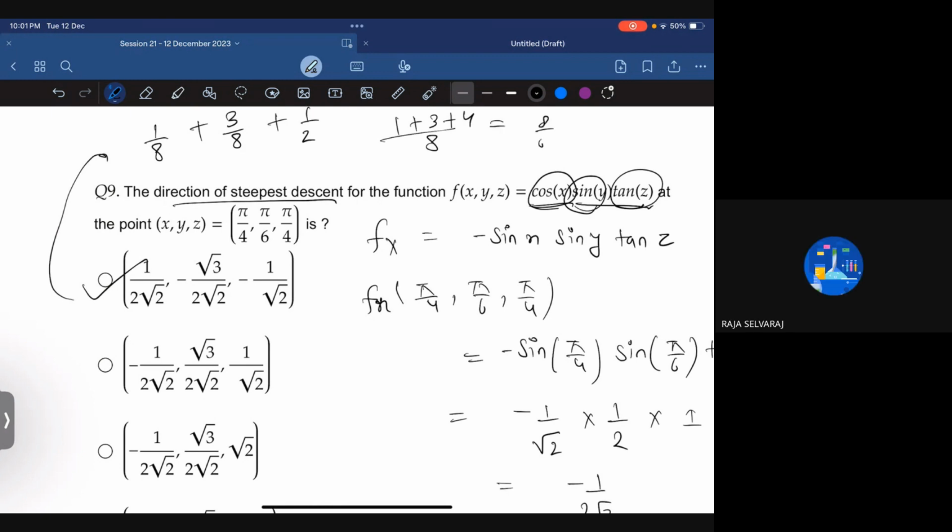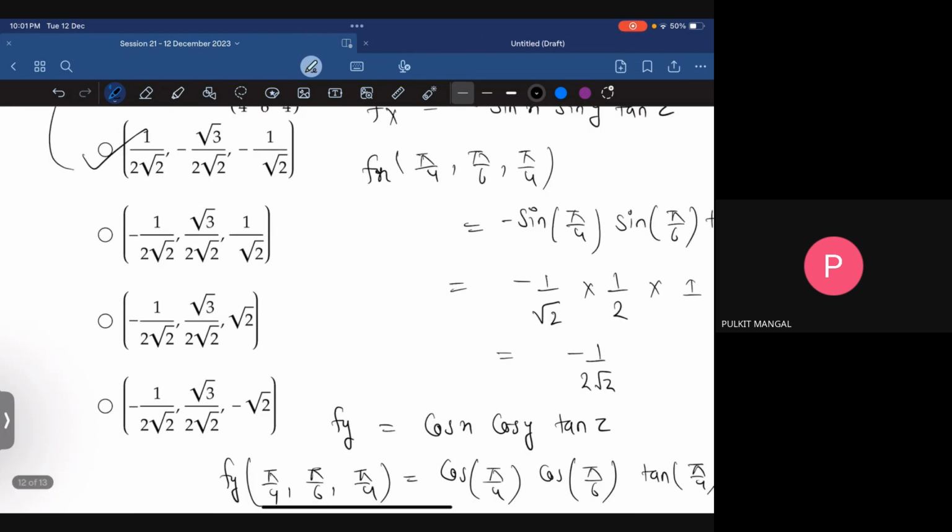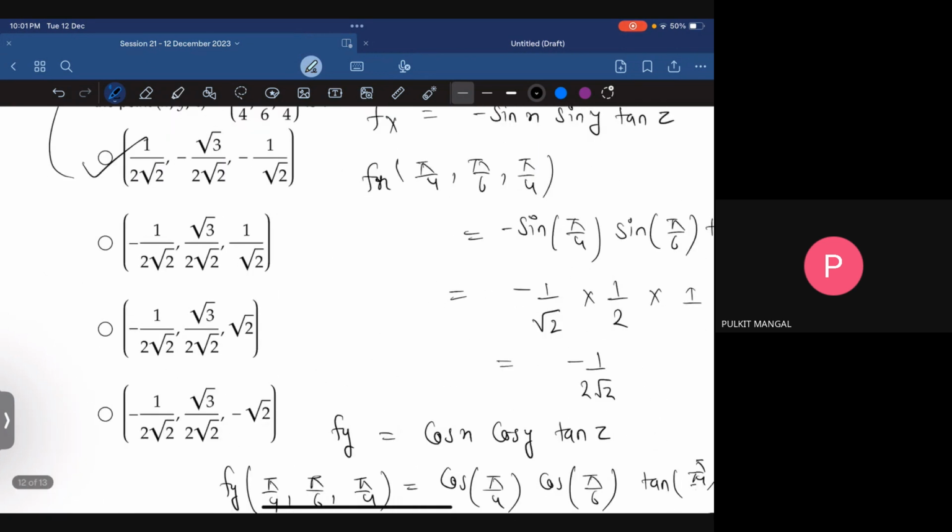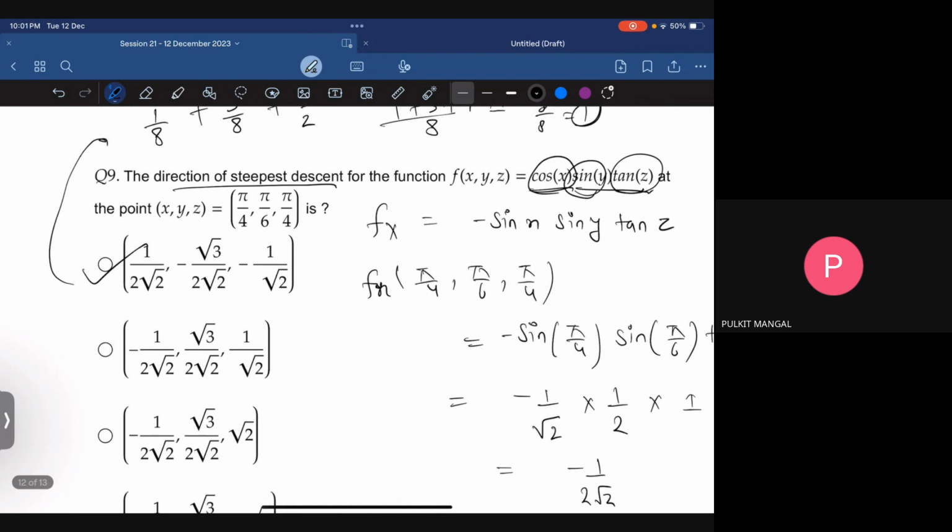So it's already a unit vector, so that's why we don't need to divide. But if it is asking direction, then convert it to a unit vector. If the gradient does not come out as a unit vector, convert it to a unit vector because of the direction.